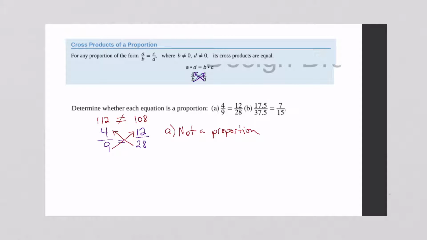Okay, so let's look at part B. 17.5 is to 37.5 as 7 is to 15. Well, in order to check this, we have to cross multiply. 15 times 17.5, again, I'm using my calculator, is 262.5. Now I'm going to multiply 37.5 times 7. And I get 262.5. Because those are equal to each other, this is a proportion.